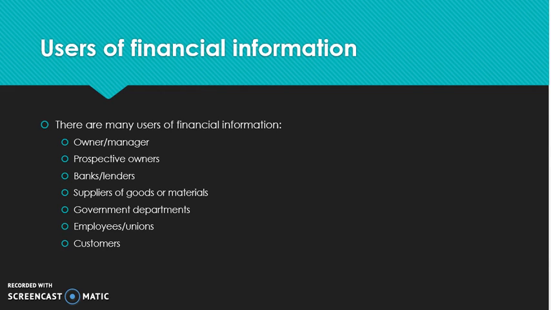Suppliers of goods or materials, as we've discussed, creditors and debtors. Relationship is really key to any business success, and so a good relationship will usually start with a good financial relationship. Creditors want to know that they are going to get paid. Government departments, so taxation, plus work cover, I guess superannuation, all the rest of it.